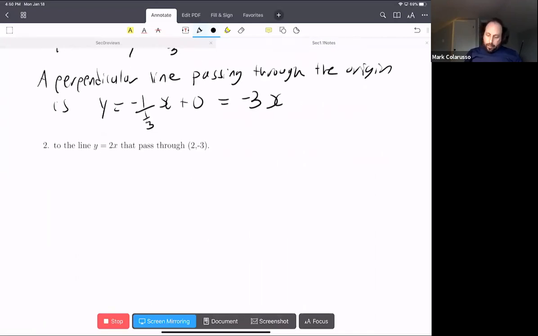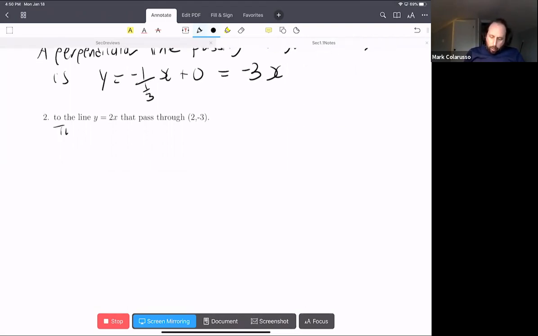Okay, so now we want lines that are perpendicular and parallel to the line y equals 2x that pass through a different point, (2, -3). So this one is going to be a bit trickier because we will have to use point-slope form, right? We're not going to be able to immediately say what the y-intercept is. We're not given that information as we were in the previous problem, where the line passed through the origin. We knew the intercept was 0. This one we're not given that, so we have to work a little harder here.